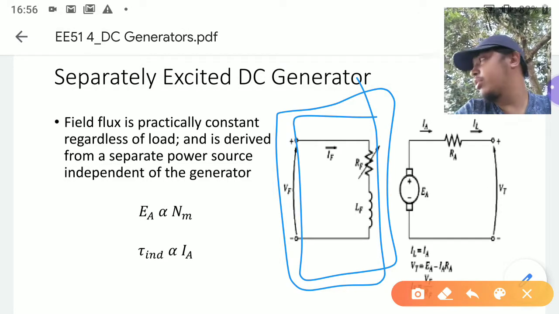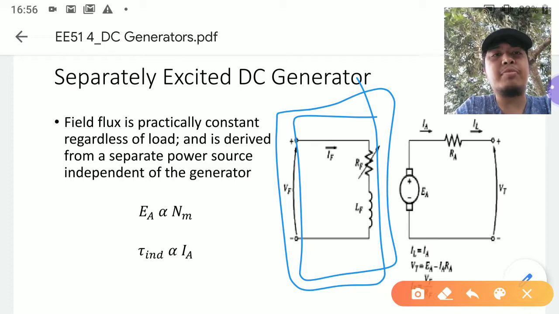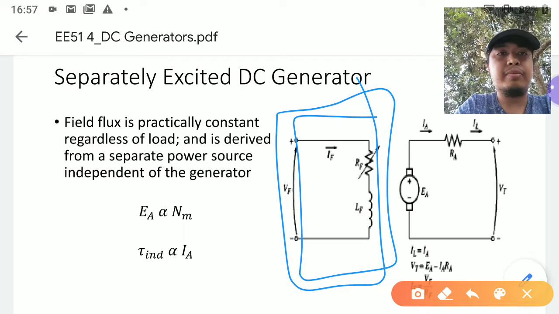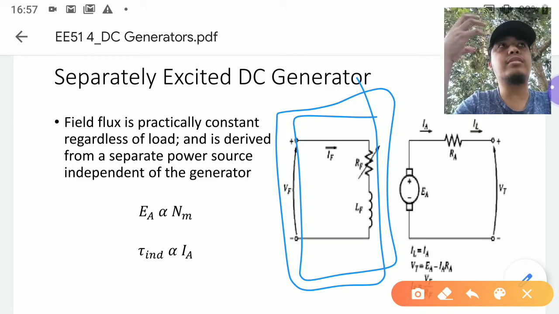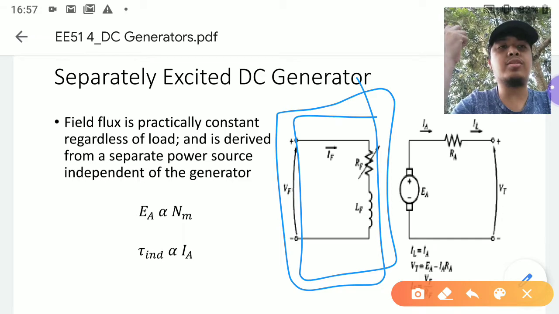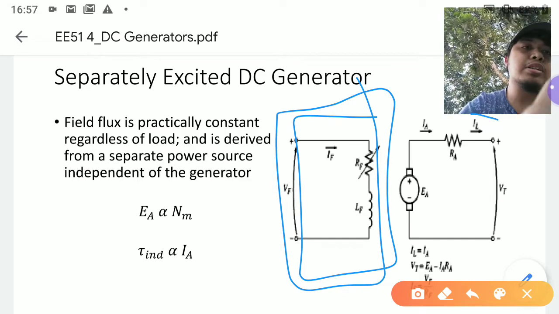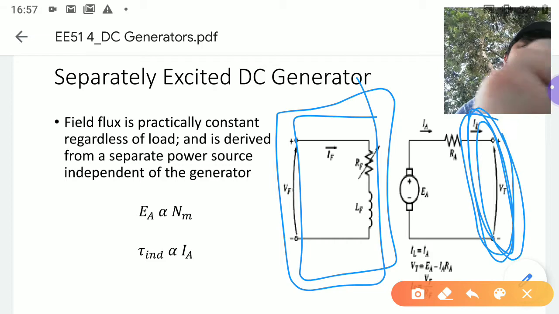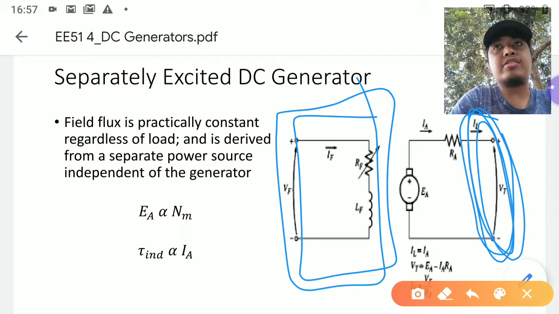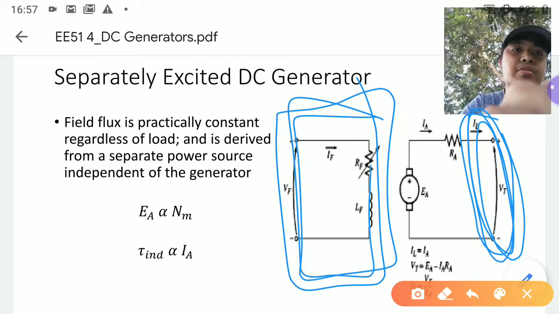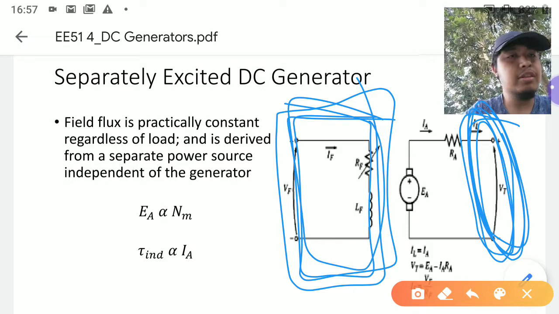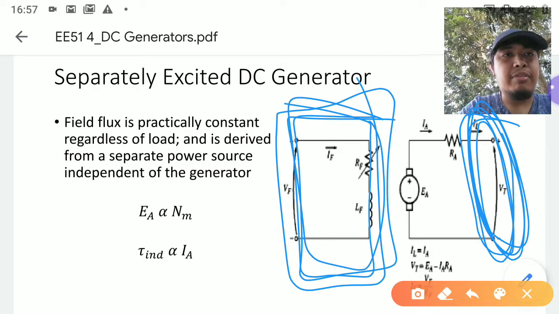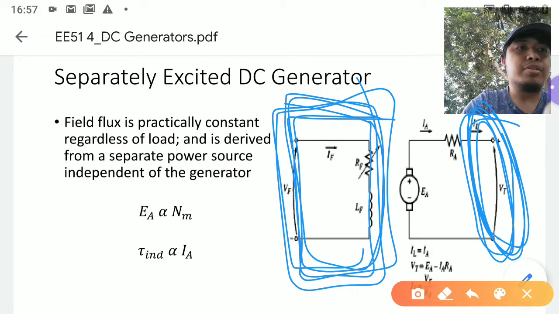may make the magnetic fields of the machine practically constant regardless of the loading. Because what actually happens to your DC generator is at different loading, from 0% to 100% loading, your terminal voltage may differ, as I have discussed in the formula for voltage regulation. Now, since your field is separate from the terminal voltage, then this field is practically constant. That's basically it. So you have a separately excited field separate from your terminal voltage.